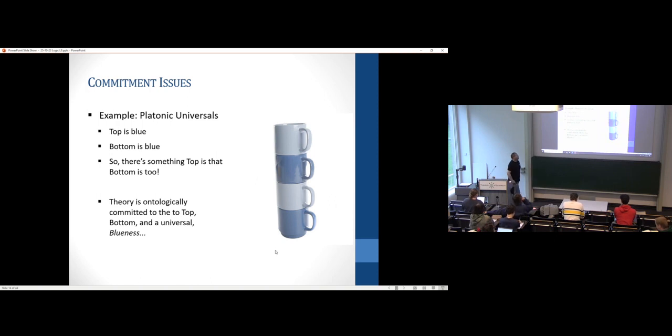So very plausibly, you would say there's something that top is that bottom is too. What's that thing? It's blue. So it looks like we should think that blue exists. Being blue is something out there that these things share, as does your sweater and your shirt and so on. Blueness is a thing. Again, the idea here is we don't necessarily have to think that this is true, just that this kind of idea is going to be committed to the existence of blue.